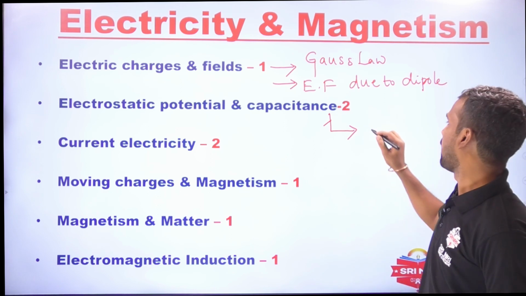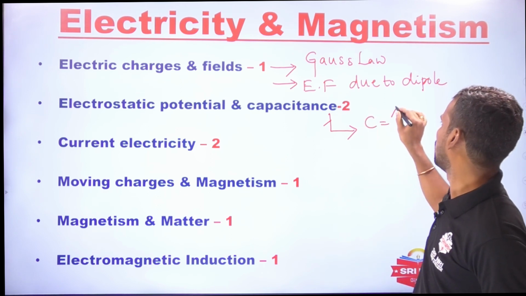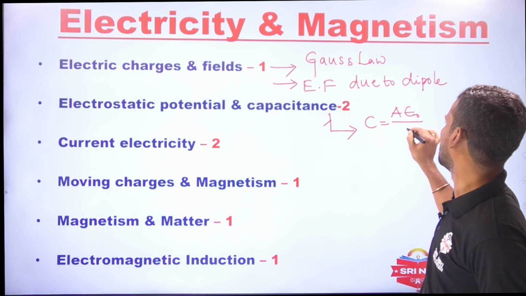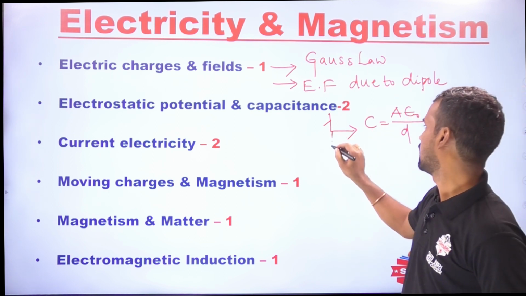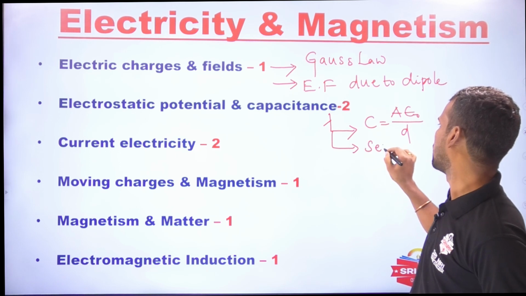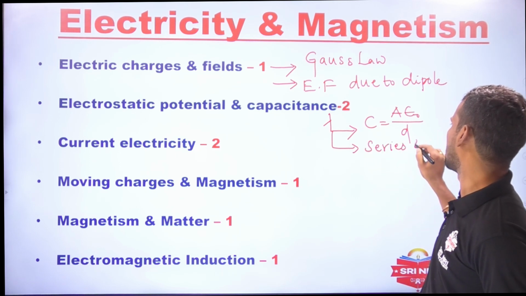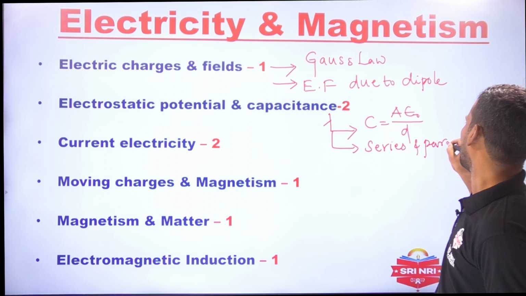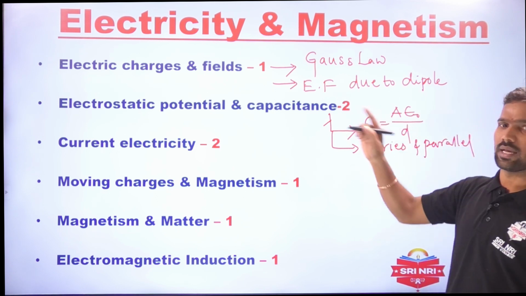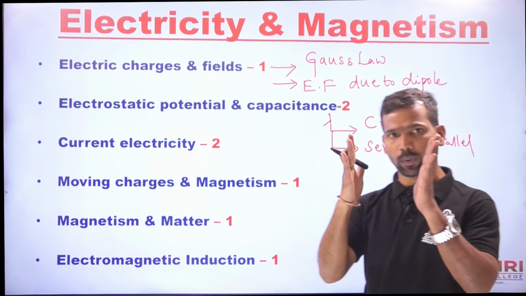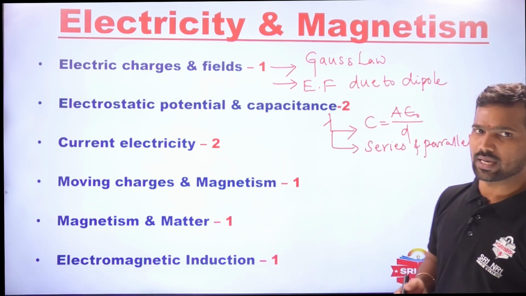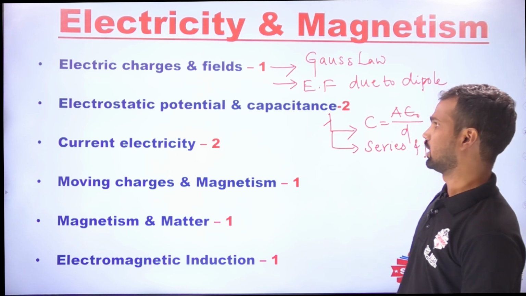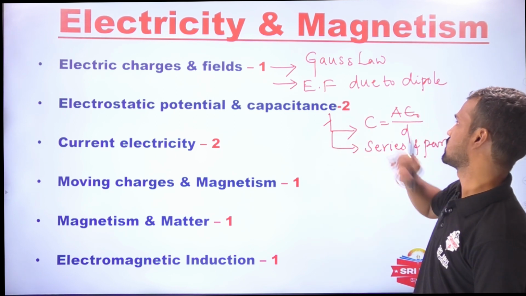One is the parallel plate capacitor, C is equal to A epsilon naught by D. So the capacitance of a parallel plate capacitor, and the series and parallel combination of capacitors. Otherwise, between the 2 plates of a capacitor, a dielectric medium is inserted. Now how the capacitance will change, based on these 3 topics, you may get 2 questions here.